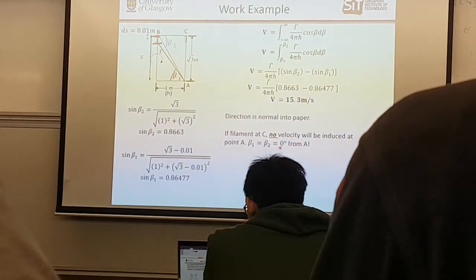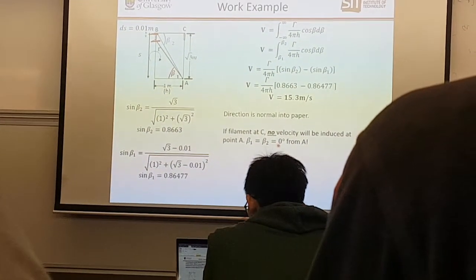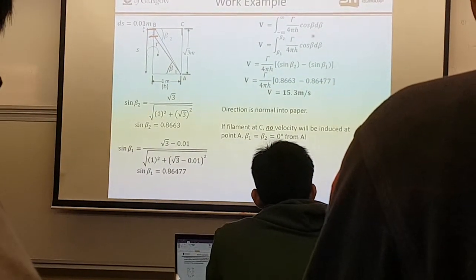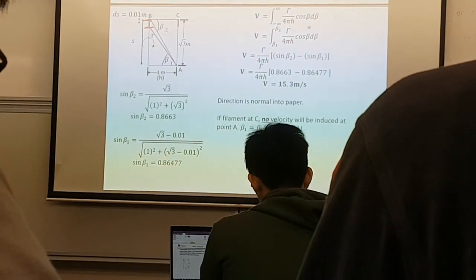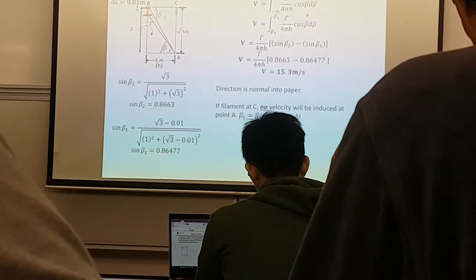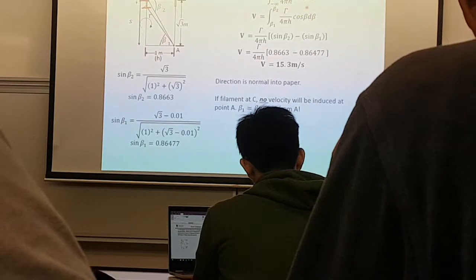So this example and the previous example that we went through last week are based on the same equation. The difference is just what your ds is and what your r is, and what the angle is between your ds and your r. Then you can change the limits based on the question that's given.